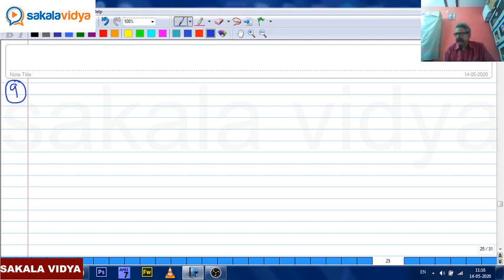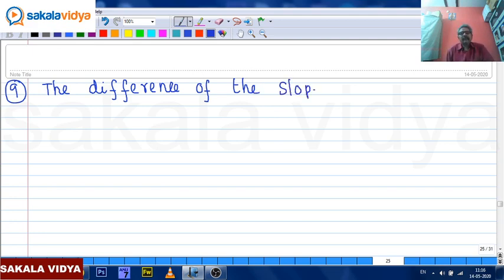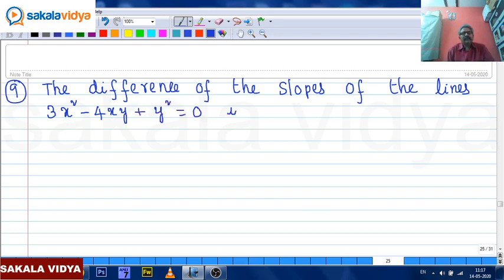Ninth question. The difference of the slopes of the lines 3x square minus 4xy plus y square is equal to 0 is: first option 1, second option 2, third option 3, fourth option 4.